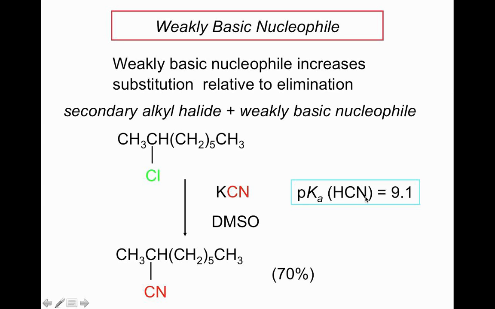This is a somewhat strong acid, which means that its conjugate base, cyanide anion, is fairly weak as a base. It's still a good nucleophile, but it's a weak base. As such, we get, instead of elimination, substitution of chloride by cyanide.